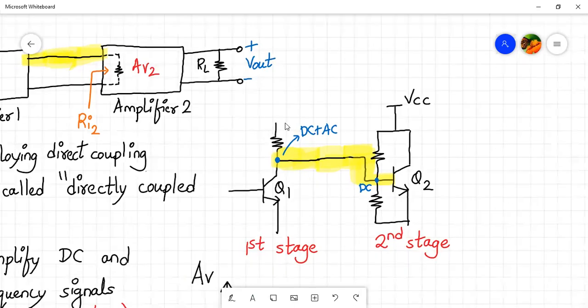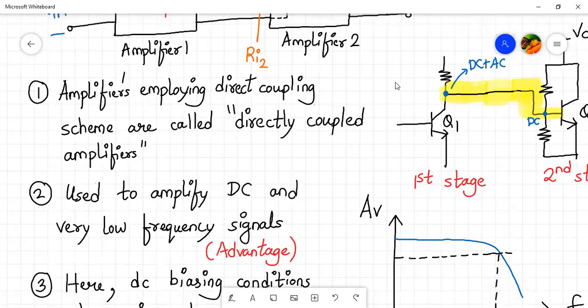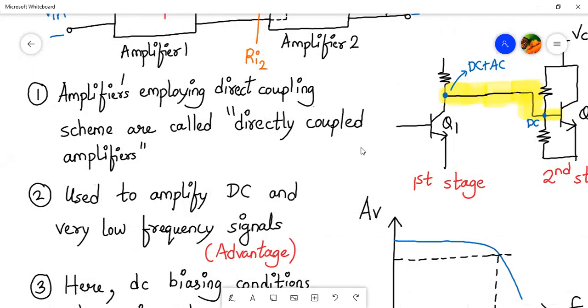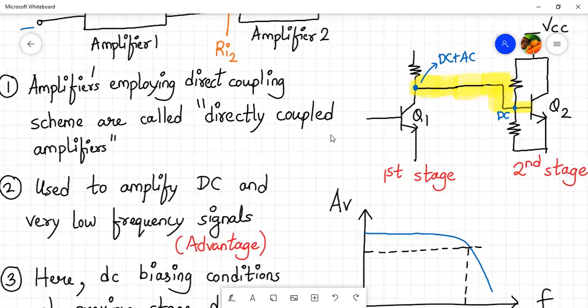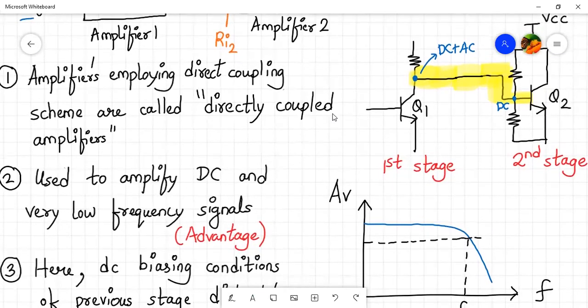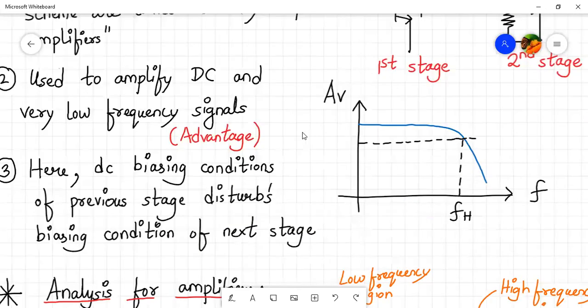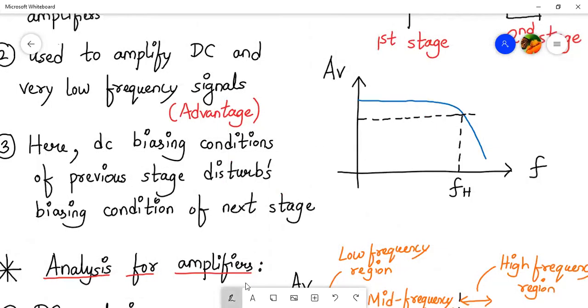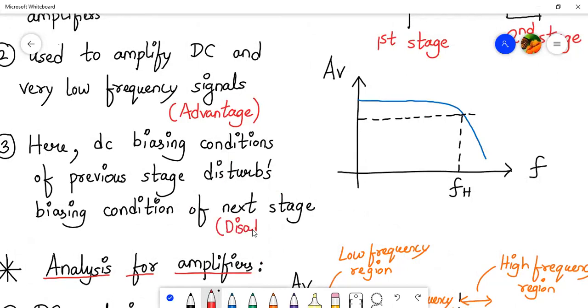Fine. So let's see that amplifiers employing the direct coupling scheme are called directly coupled amplifiers. But the advantage of these directly coupled amplifiers is that they can amplify DC as well as very low frequency signals. Okay. So a directly coupled cascaded amplifier will have a frequency response which looks something like this. But the disadvantage is that the DC biasing conditions of the previous stage disturb the DC biasing conditions of the next stage. So this is a disadvantage or a limitation.